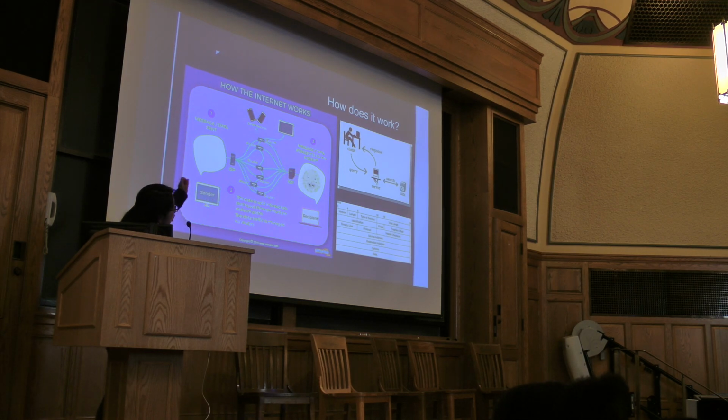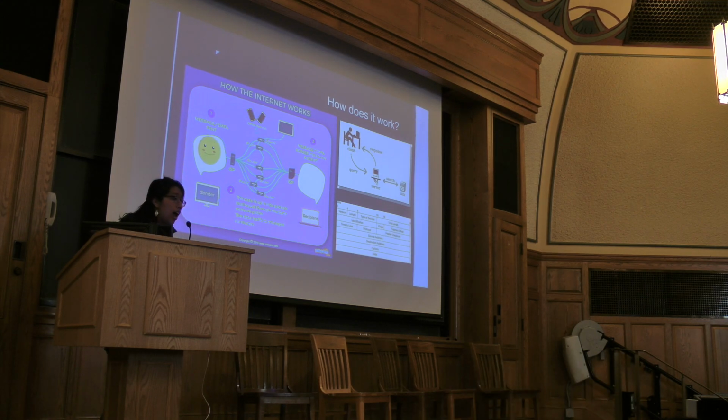As you see in the animation, all the little pieces go through machines called routers. Routers are machines that go and say, okay, this packet is going to New Haven, let's send it to this cable. This packet is going to Boston, let's send it to that cable, and so on.